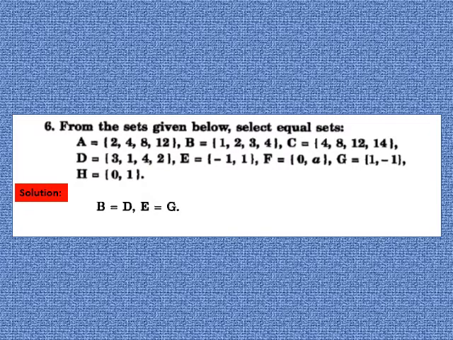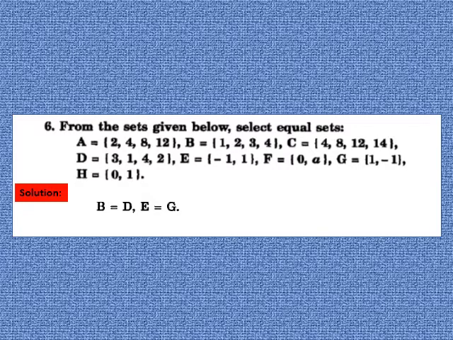The order is different, no doubt, but the elements are the same. So B is equal to what? D. Now C is {4, 8, 12, 14}. Now 4, 8, 12, 14 is not there in any other set. So C is not equal to anything. D is already done. E is {minus 1, 1}. And minus 1, 1 is also there in G. Okay, the order is different but the elements are the same. So E is equal to what?